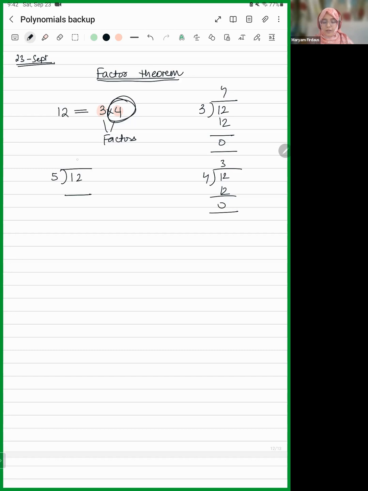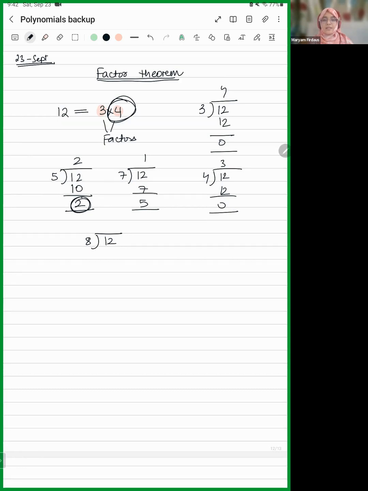So 5 twos are 10 and the remainder is 2. If you divide 12 by some other number, let's say 7, which is again not a factor, 7 ones are 7, remainder is what? 5. Similarly, if you divide 12 by 8, will the remainder be 0 or non-zero? Non-zero.